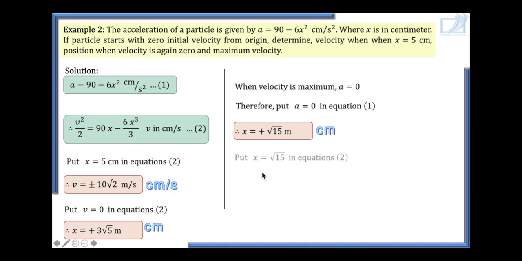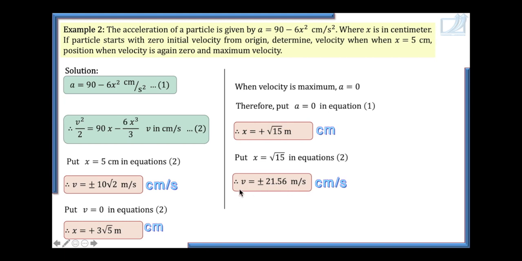Okay, let's proceed. Put x is equal to root 15 in equation 2. Remember, this is the value of x when acceleration is 0, that means this is the value of x when velocity is maximum. So put x is equal to root 15 in equation 2 and the velocity you get is the maximum velocity. Now when you put x is equal to root 15, you will get v squared and therefore two values of v, plus minus 21.56 meters per second. So here both are correct answers. So this is how we have found the maximum velocity. Maximum velocity is plus minus 21.56.